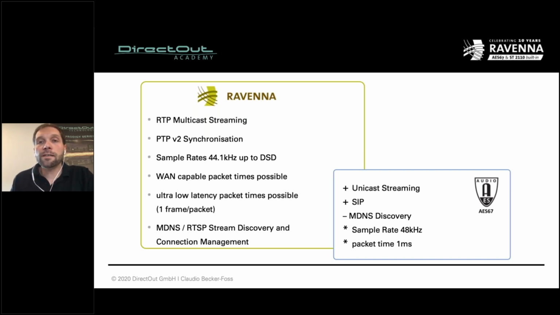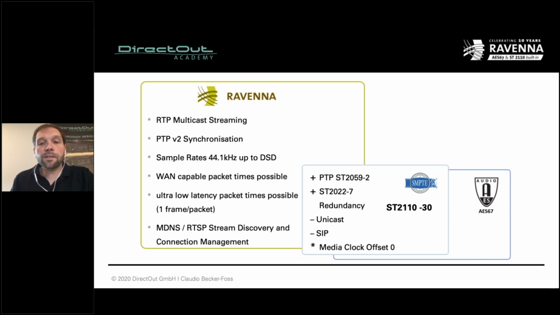which does not mean that AES67 cannot do more. We will see that later. But this is something which is mandatory. If a device claims to be AES67 compliant, it at least needs to support 48 kilohertz and a packet time of 1 millisecond.